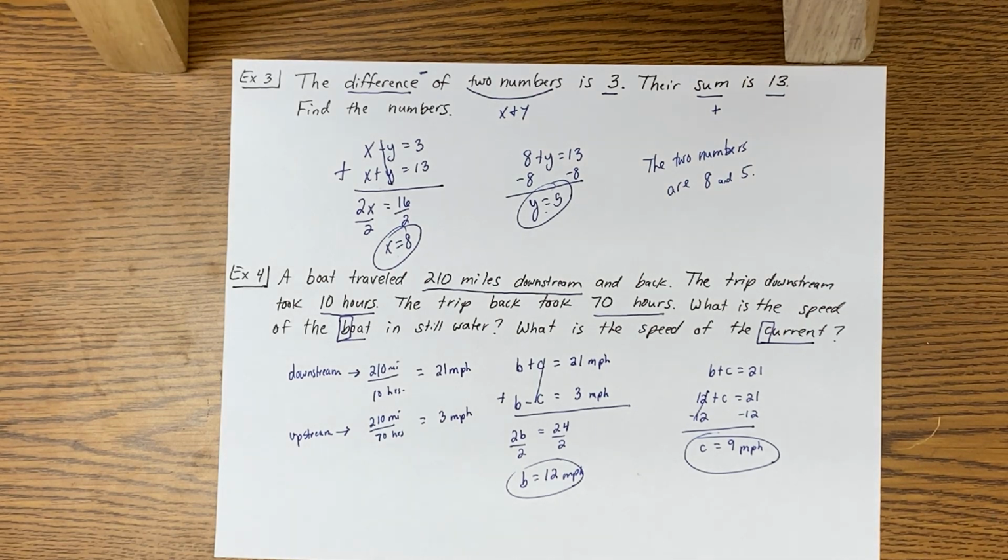So remember, for systems of equations with word problems, we always have to have 2 equations, and we always have to have 2 variables. And our goal is to use one of the methods, graphing, substitution, elimination, to find the value of both variables.